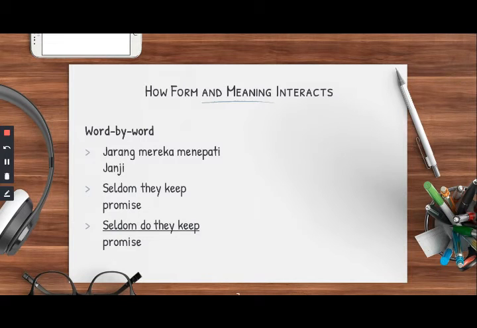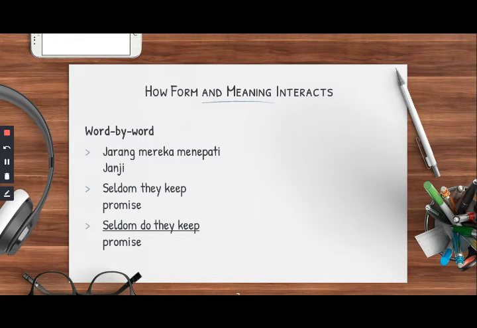Berdasarkan kita punya jarang mereka menepati janji. Kalau kita menggunakan word by word translation, udah kita langsung mentransformasikan setiap kata berdasarkan bahasa sumbernya atau source language. Misalkan dia akan berubah menjadi seldom they keep promise. Well, that kind of sentence atau form is not relevant in English.